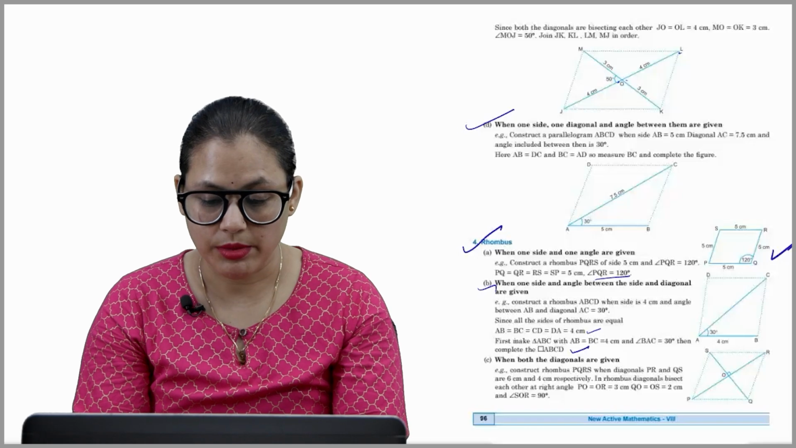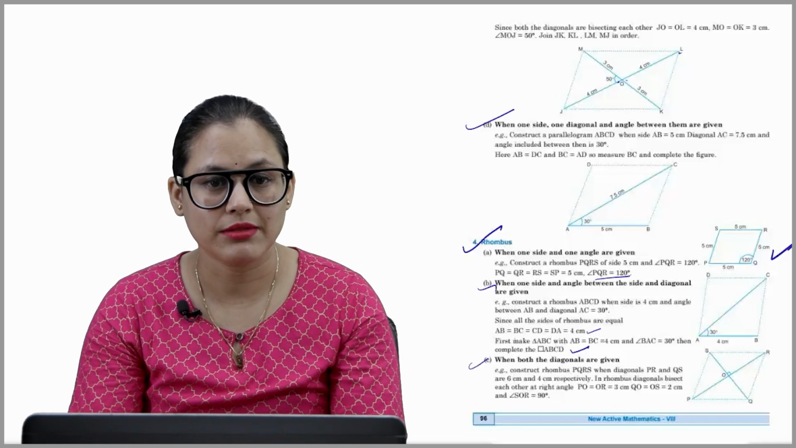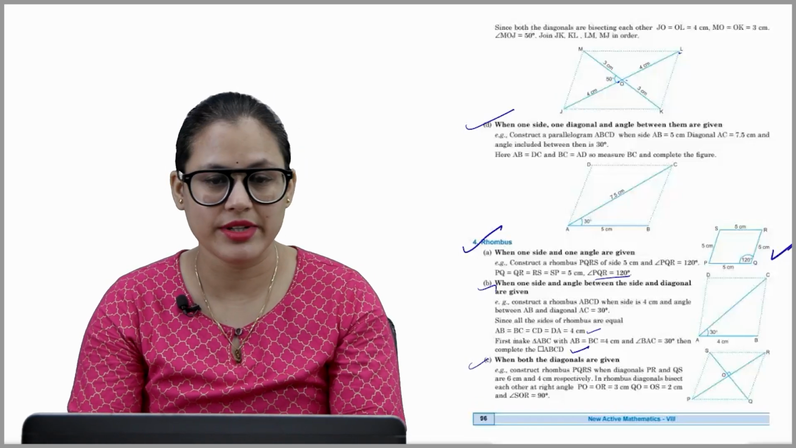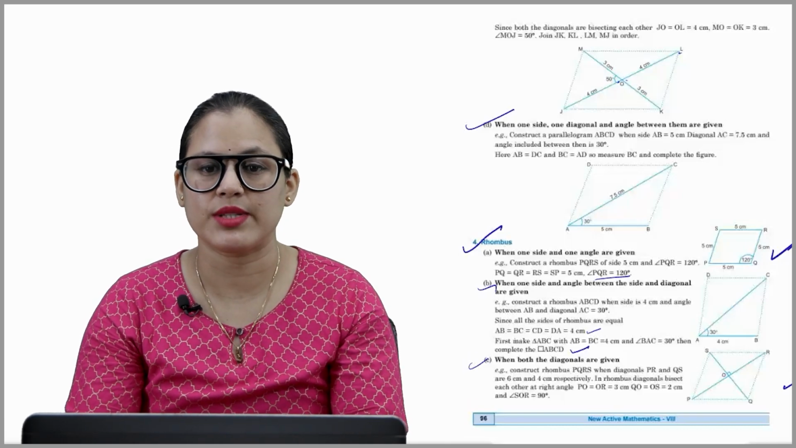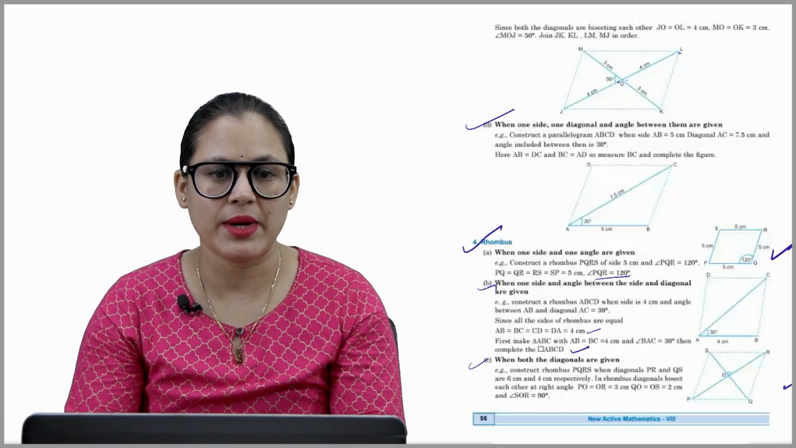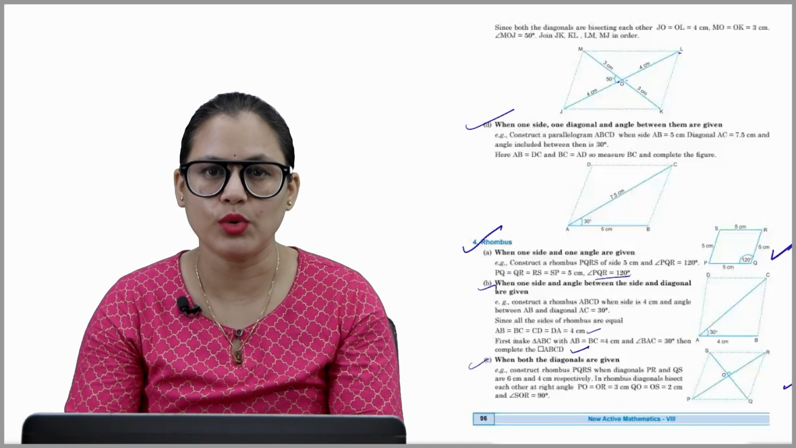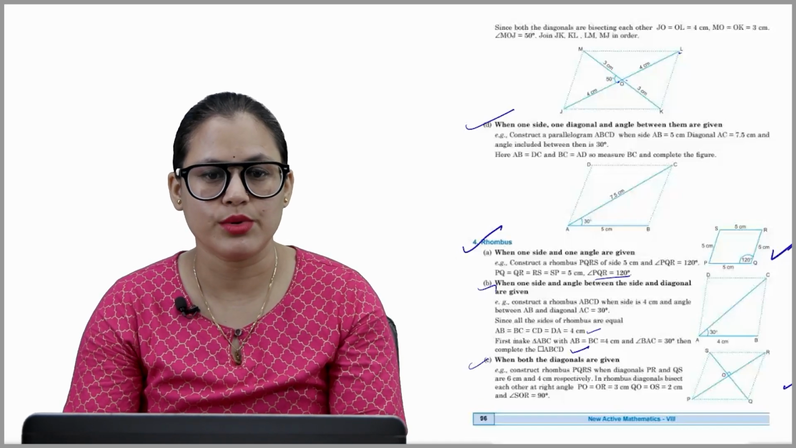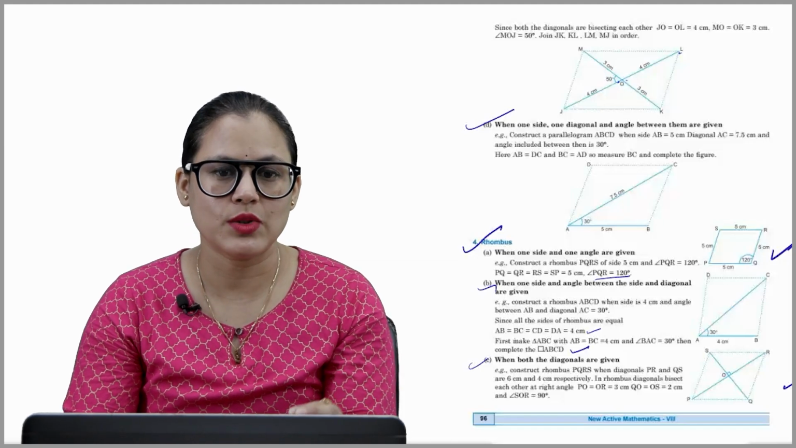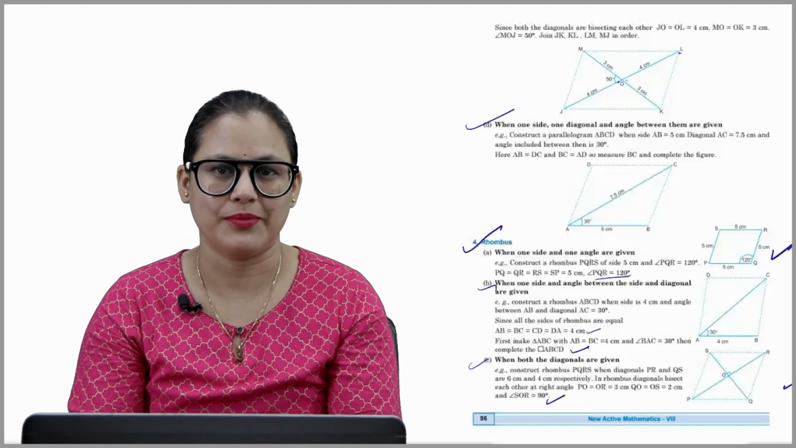Okay. C, when both the diagonals are given. Construct rhombus PQRS when diagonals PR and QS are 6 cm and 4 cm respectively. In a rhombus, diagonals bisect each other at right angle. PO equals OR equals 3 cm, QO equals OS equals 2 cm and angle SOR equals 90 degree, right?